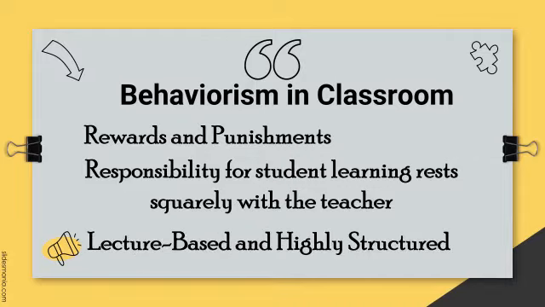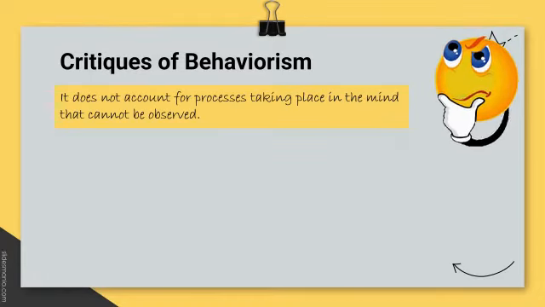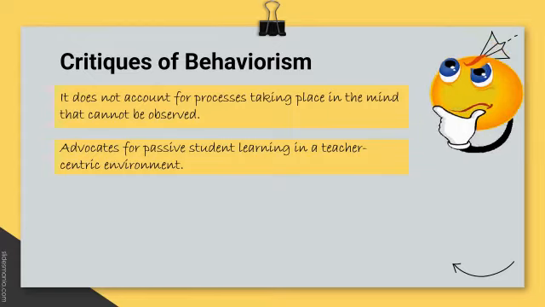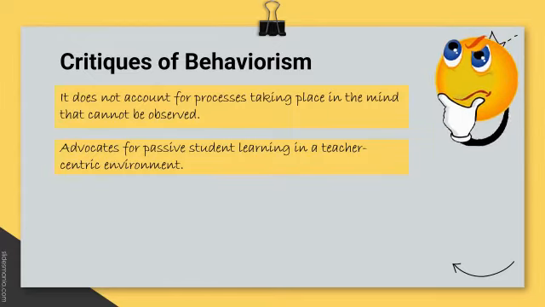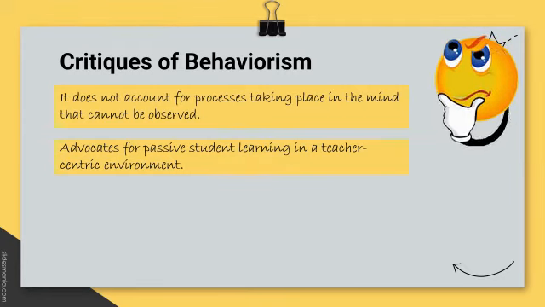It is lecture-based and highly structured. It consists only of what can be observed, such as the stimuli and responses. Critics of behaviorism say, one, it does not account for processes taking place in the mind that cannot be observed, as behavioral theory says that only observable behavior should be studied. It advocates for passive student learning in a teacher-centric environment. This particular learning theory assumes that the learner is essentially passive and simply responds to environmental stimuli.